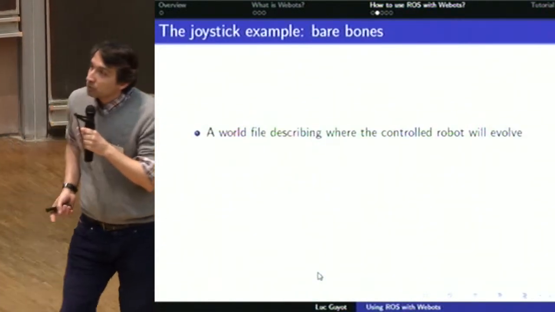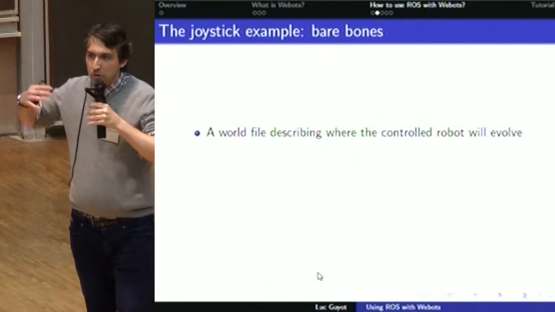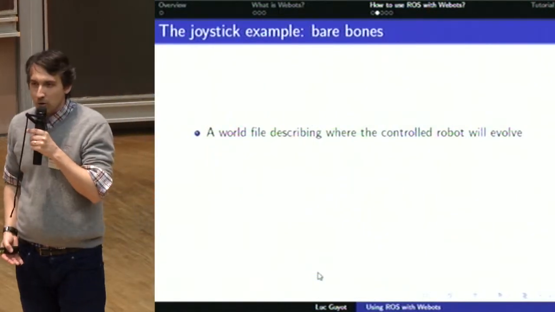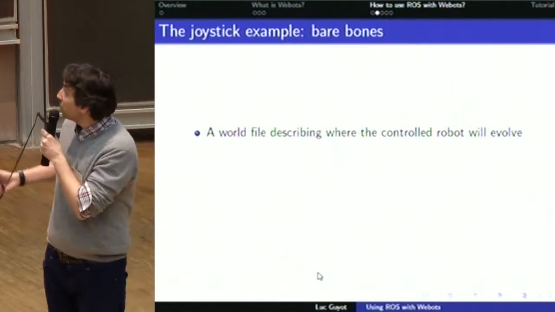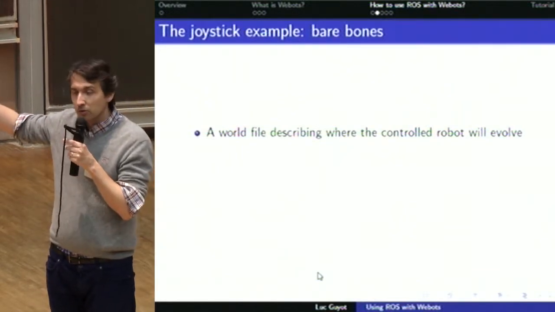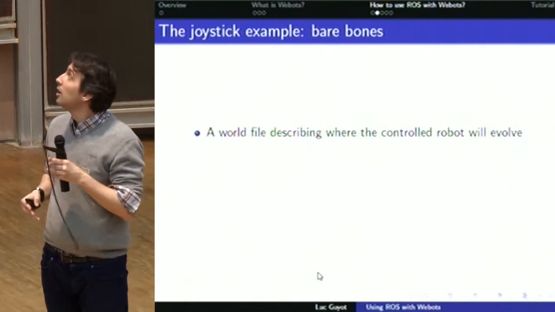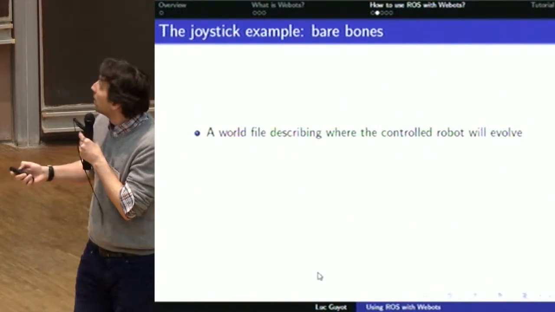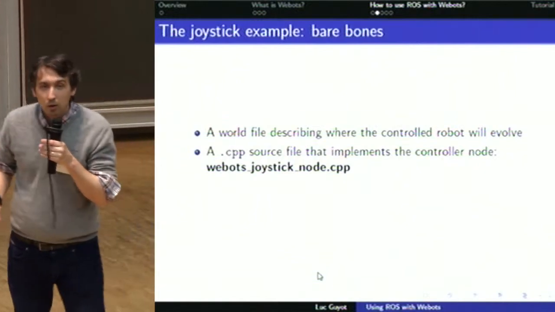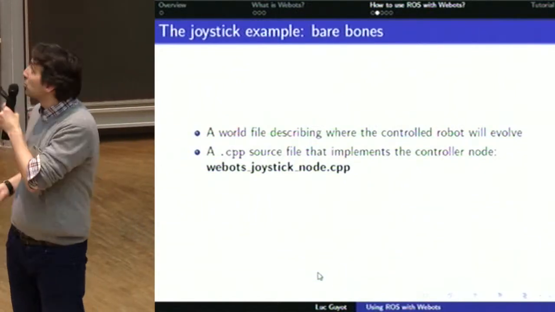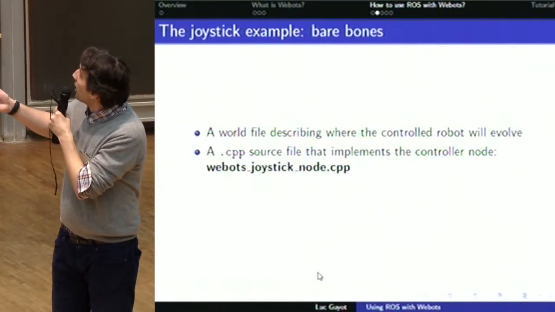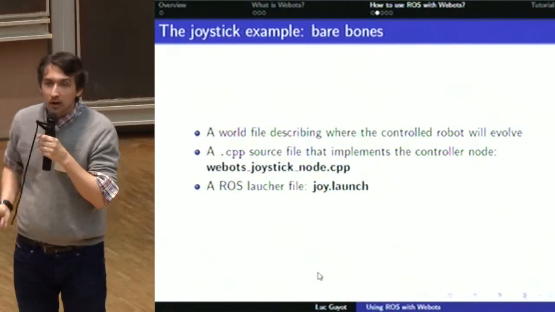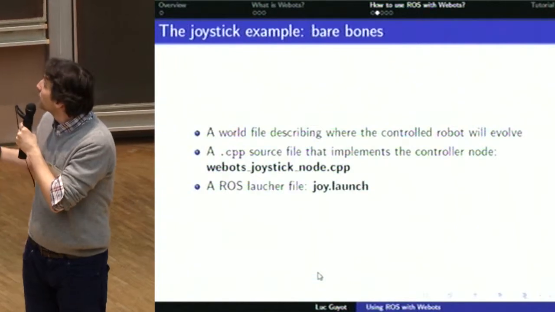Here I'm going to rebuild the whole project you need to make the simulation work from the bare bones. So what are the bare bones? First, the description of your world, so your environment and your robots, in the world file. Then the source file of your controller, where I chose a CPP extension. And then we also need this launcher file, which is quite straightforward.